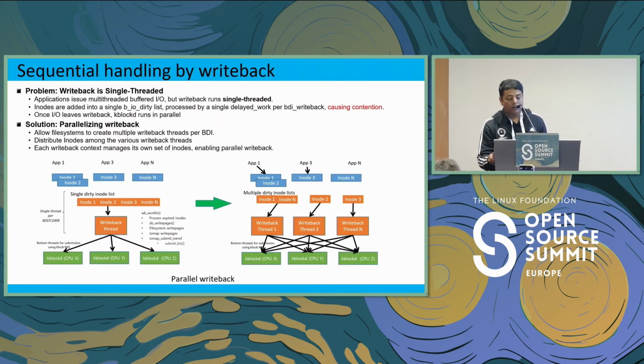So over here, we see that the application can issue the IO in a multi-threaded fashion, but the writeback is always a single-threaded task. Even the lower kblockd layer is multi-threaded. It has per-CPU threads present with it. So now this becomes a bottleneck because the writeback thread is only one, and we have multi-threading at the top and at the bottom.